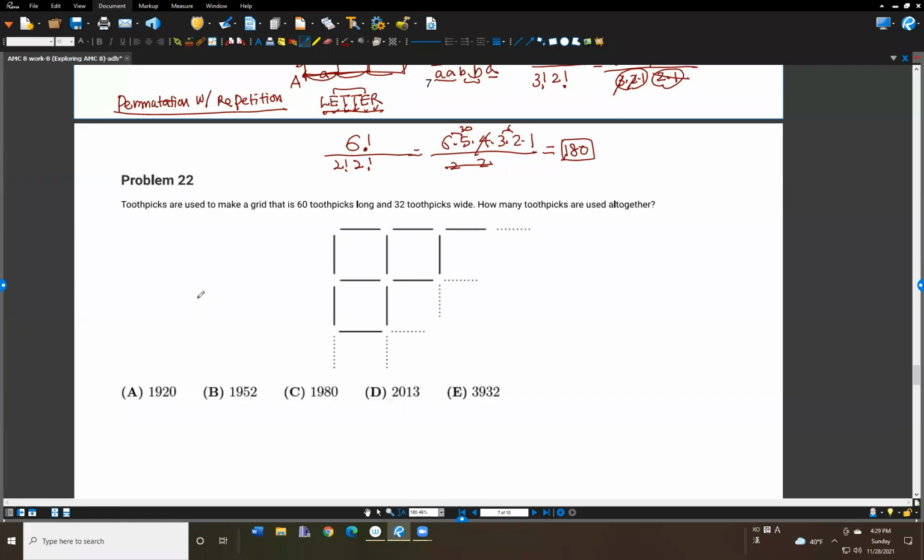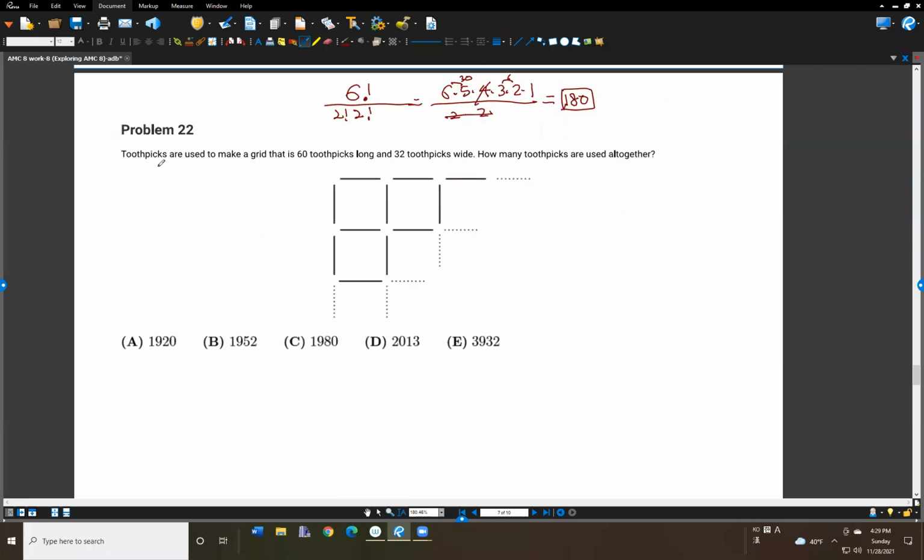All right, number 22 then. We have 2-inch spacers used to make a grid that is 60 spaces long. This one is long, a long 60: 1, 2, 3, 4, 60. And the 32 goes 1, 2, up to 32 over here.